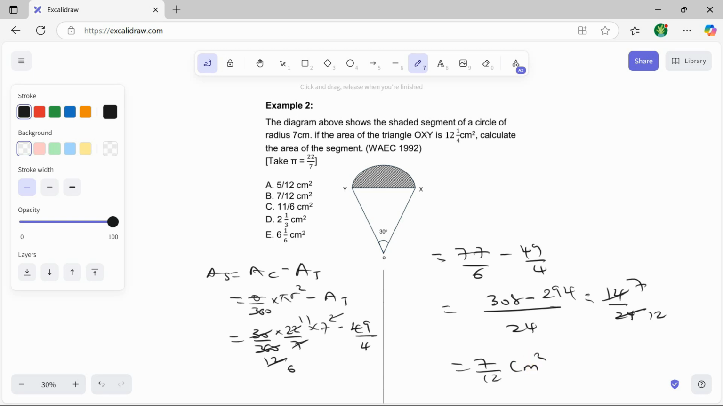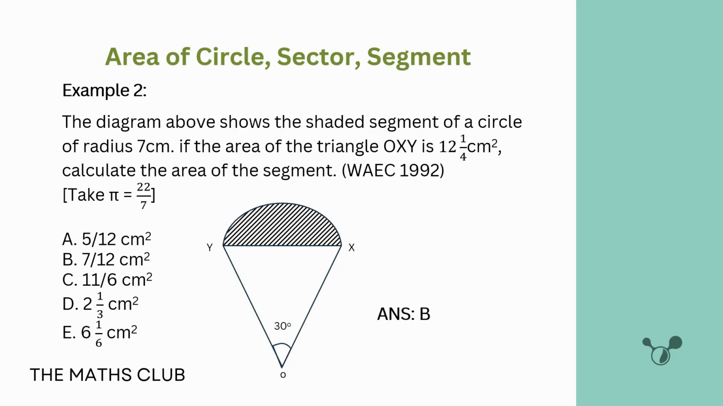So I did it in all this fraction because I know that the answers were in fraction, so the answer should be option B. Let's see if we're correct. Great.